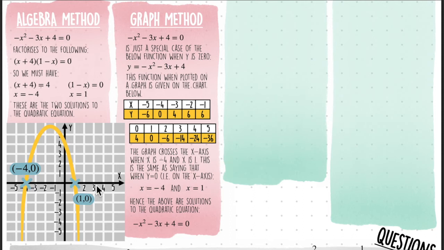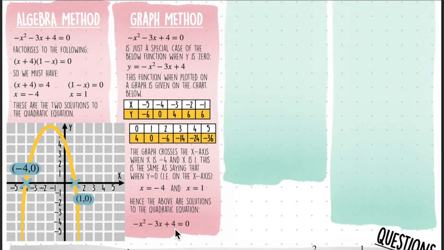At the point that it crosses the x-axis is the point at which y is equal to 0. If y is equal to 0, then the function is actually the same as the original quadratic equation. So the point at which the graph crosses the x-axis is the solution to the quadratic.